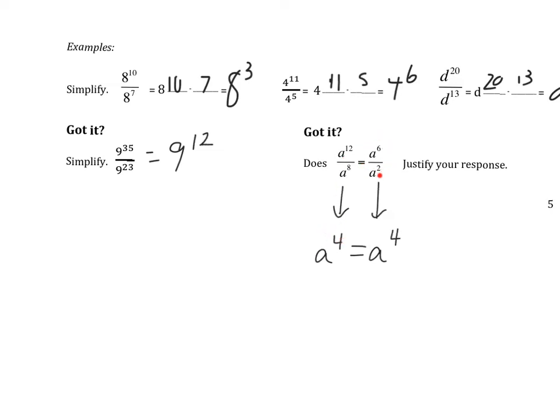What about a to the 6th over a squared? Well, a to the 6 minus 2 is also a to the 4th. Interesting. So are they equal? Yes, they are equal.